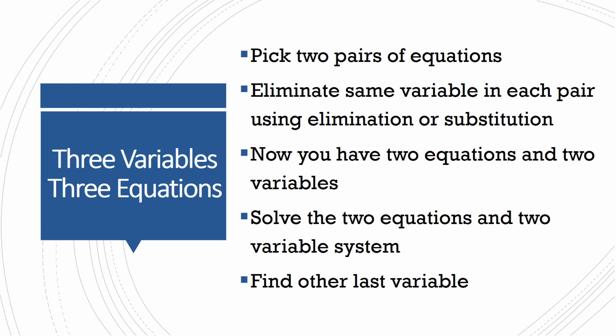We solve the system of 2 equations and 2 variables using one of the methods we've used before. And then lastly, once we have the 2 equation, 2 variable system solved, there's one variable that we eliminated originally that we need to solve for. So we solve for that last variable. So that's how to solve a system with 3 variables and 3 equations.